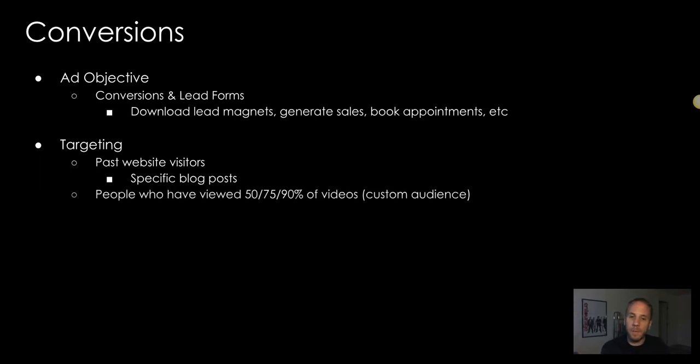People who have viewed a certain percentage of the video, like I said, 50, 75%, 90% of the video. You could assume if someone watched 90% of the video, they're going to be a much hotter lead or hotter prospect than someone who maybe watched 10% of the video. And you can create 10%, 25%, and then these 3 as well. I typically don't mess with the 10 and 25, but not to say you can't do that.